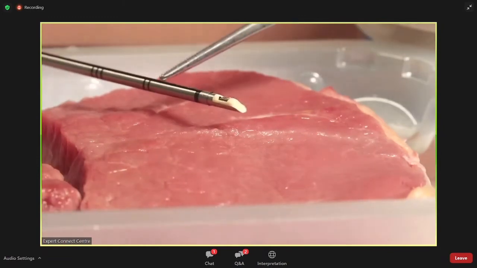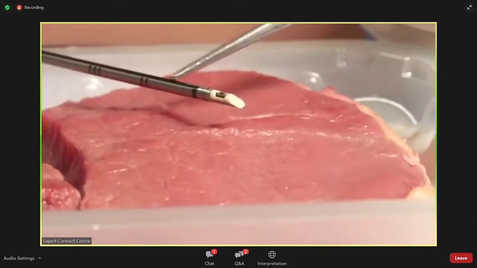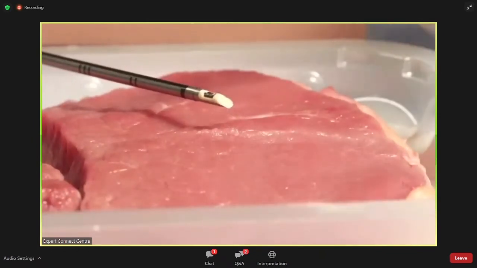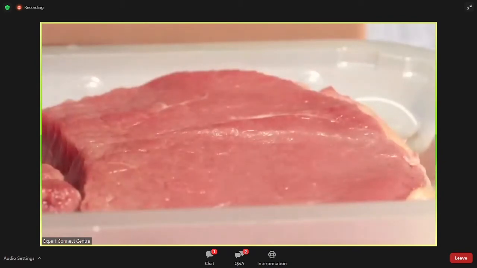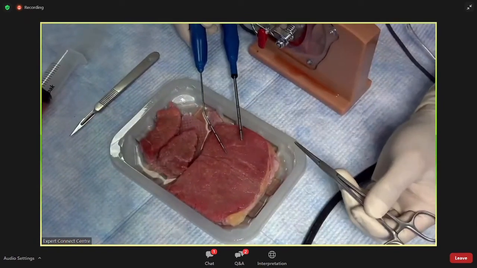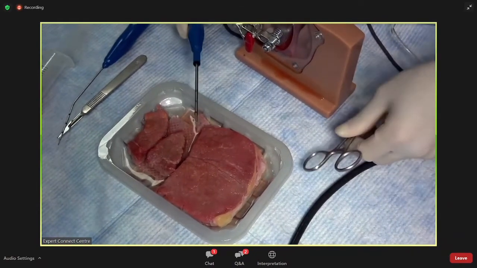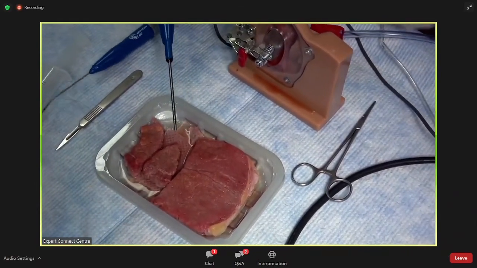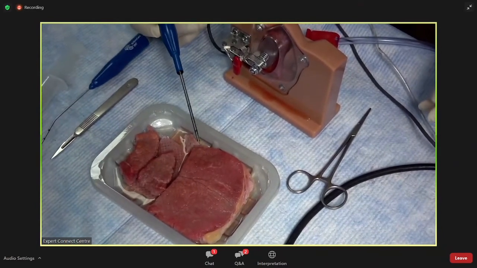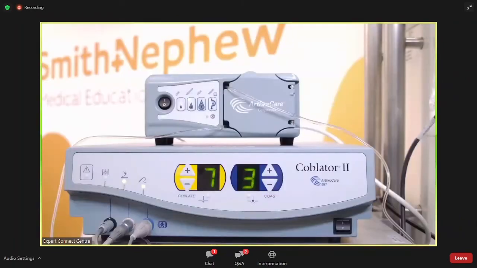These are the gradations here, and they are separated by a distance of 15 millimeters, so 1.5 centimeters. Someone asked about the gradations of the reflex 45, and it's similar, 15 millimeters there. Okay, so I'm just going to focus on the coblation one now, and this one is essentially plug and play. So we'll transition very quickly to a camera that's focusing on the power console. As soon as you plug it in, ablate is 7, coagulate is 3.